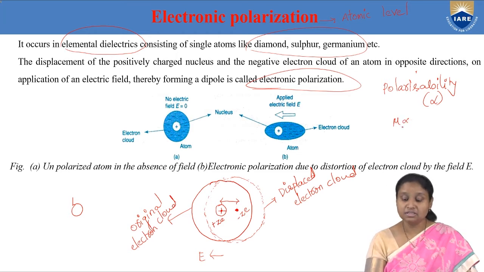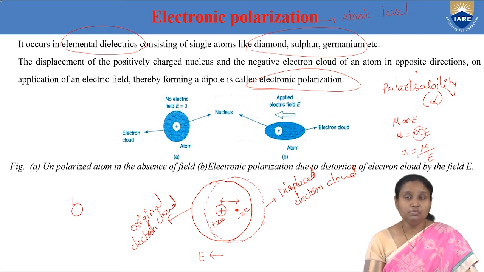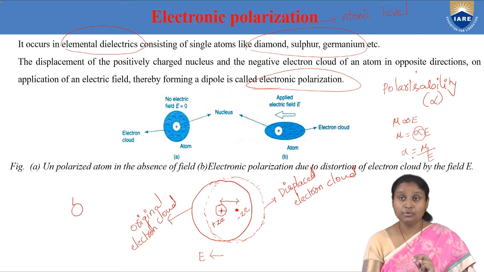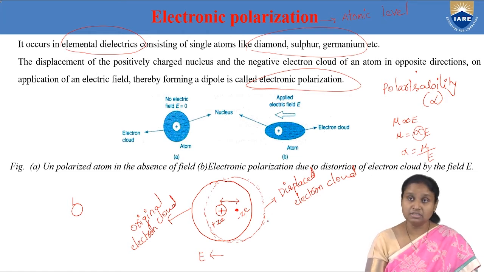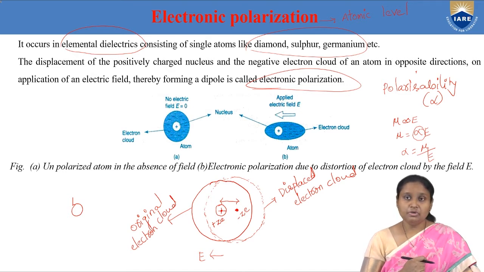So what we observe here is that the induced dipole moment is proportional to the electric field. If we remove this proportionality sign, I introduce one constant alpha. So what is alpha? Alpha is polarizability, and polarizability is defined as the induced dipole moment per applied electric field. Now, if I want to know the expression for electronic polarizability when such polarization is taking place, I have to take into consideration the different types of forces that are actually making this electron cloud move.